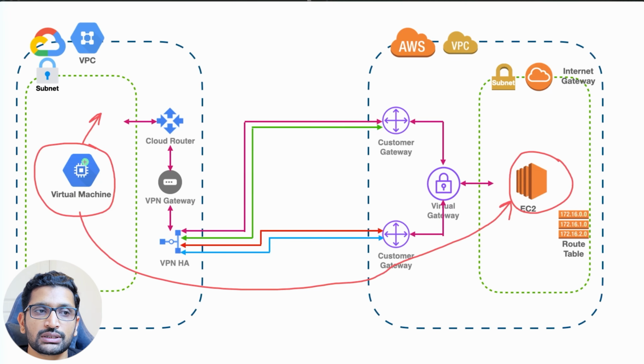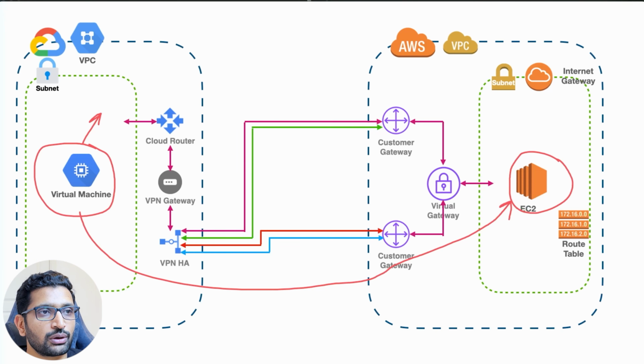And this virtual machine, since both Google Cloud and AWS are connected into the same network through hybrid connectivity and high availability VPN, should be able to ping this particular EC2 instance. So that's what we are going to do.